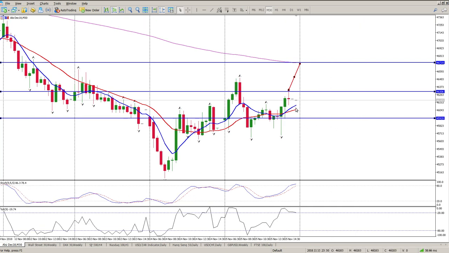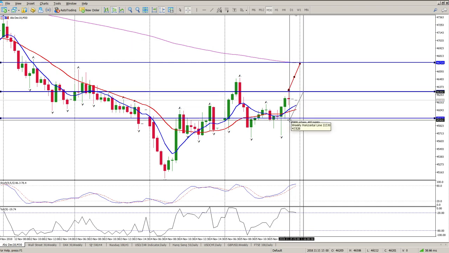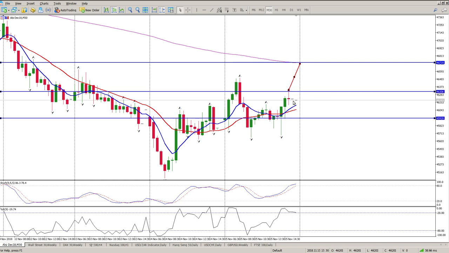Sorry, failure rate. So technically the stop should be below here. It should be below 45,928. And the problem with that is, well, it's not too big. It's going to be a 450 point stop loss if you're getting in up here.